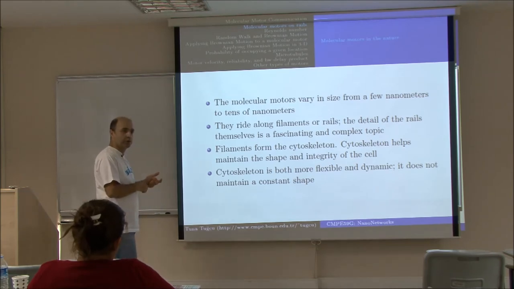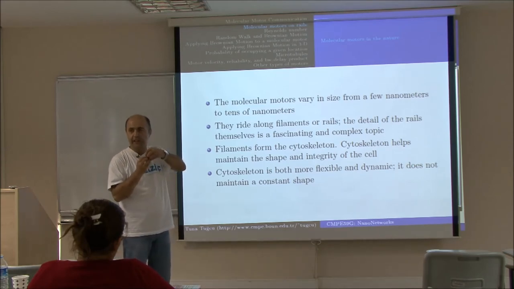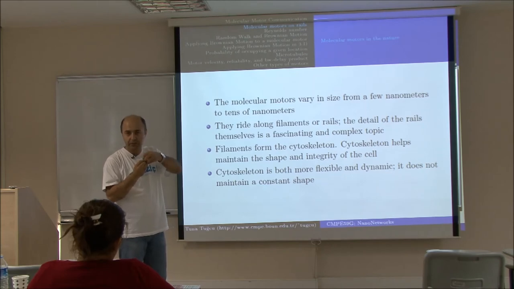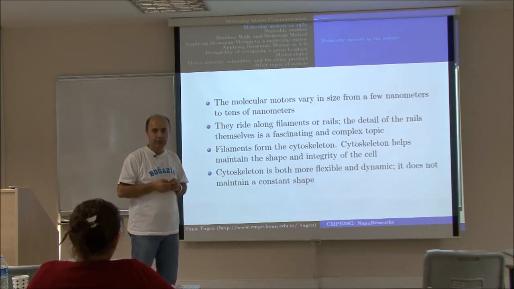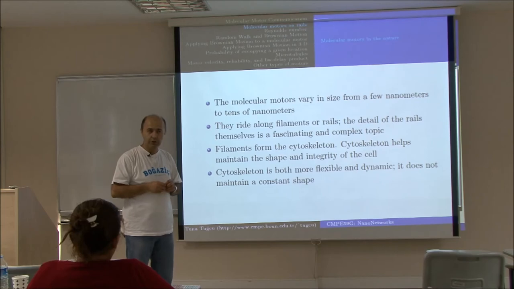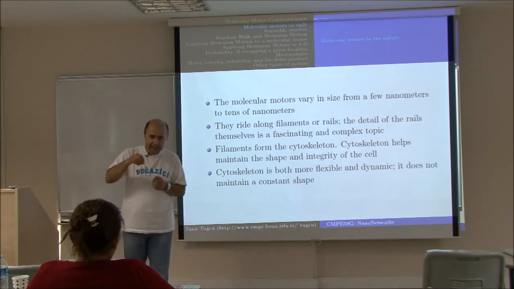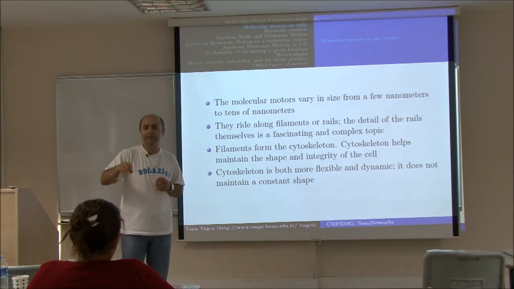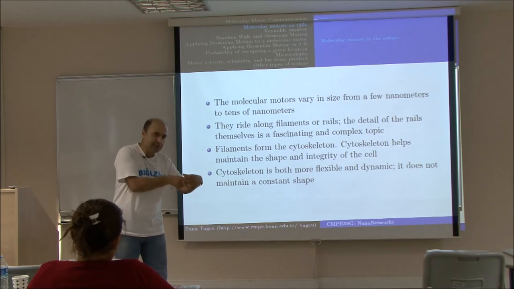It also serves in the splitting of the cell during reproduction. It also serves in some types of cells in the movement of the cell. Consider some bacteria, for example, that can crawl. The crawl operation is done with the help of the cytoskeleton. What happens is you have the cell membrane. From inside, the cytoskeleton is pushing the cell membrane.